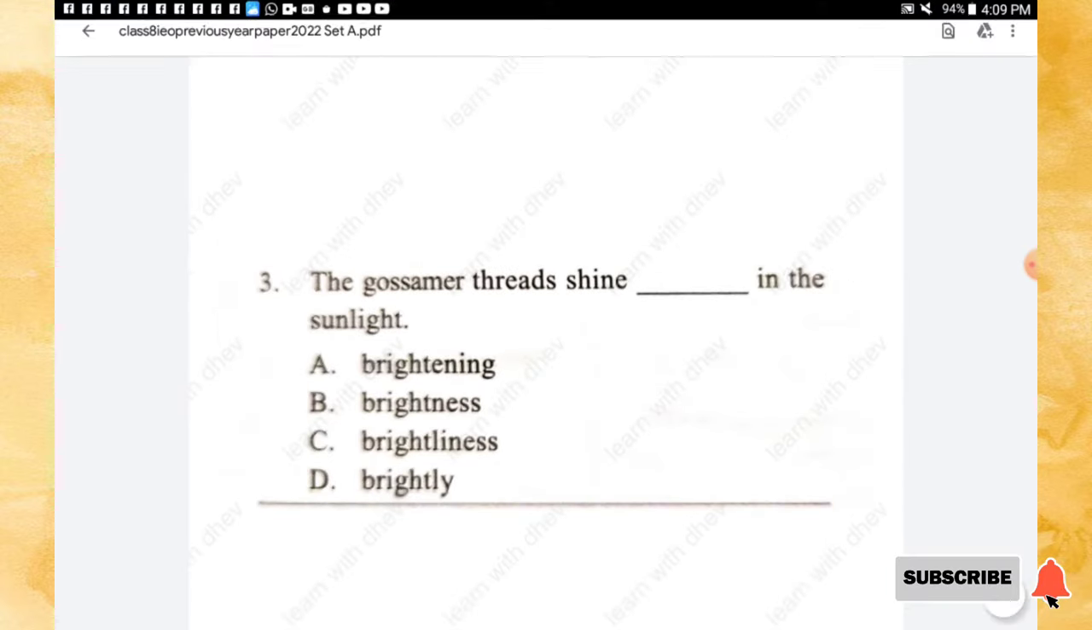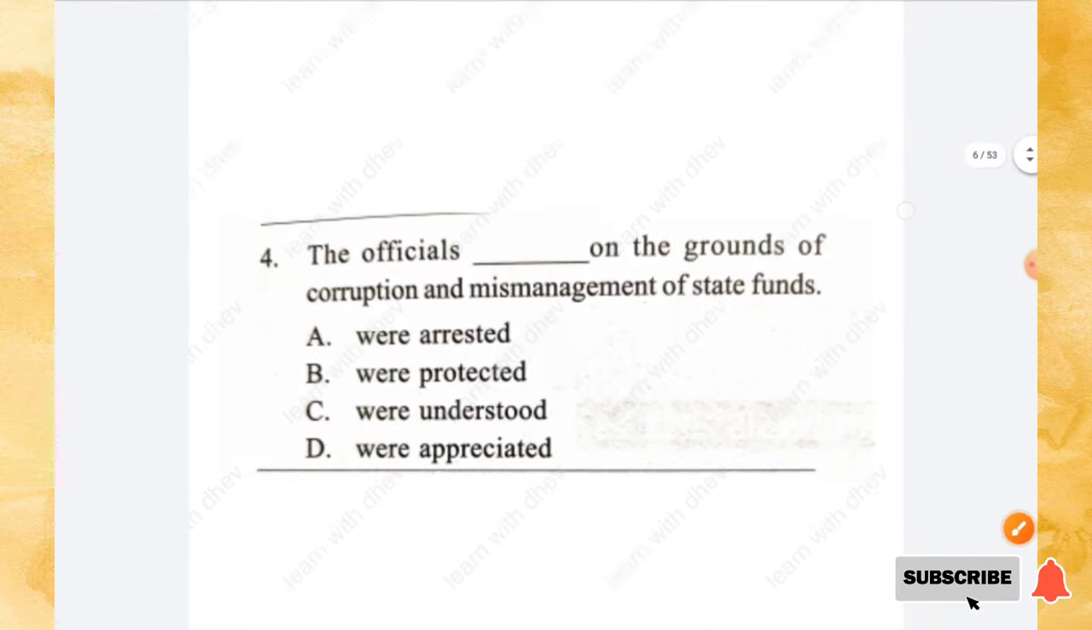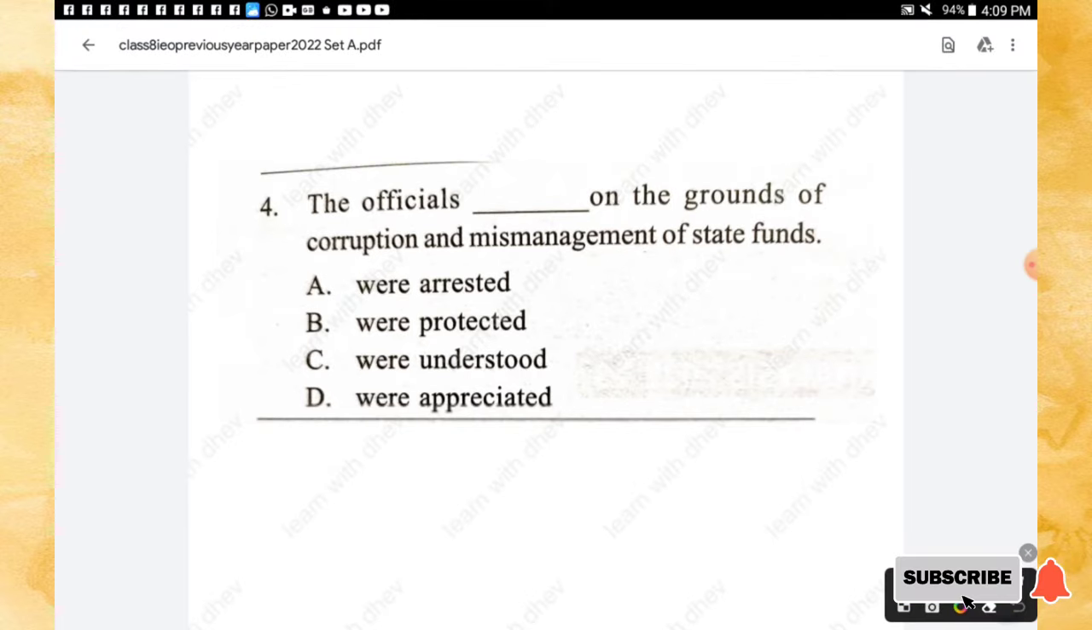Question number 3. The gossamer threads shine blank in the sunlight. Options are brightening, brightness, brightliness, brightly. The right answer is option D, brightly. Question number 4. The officials blank on the grounds of corruption and mismanagement of state funds. Options are were arrested, were protected, were understood, were appreciated. The right answer is option A, the officials were arrested on the grounds of corruption.